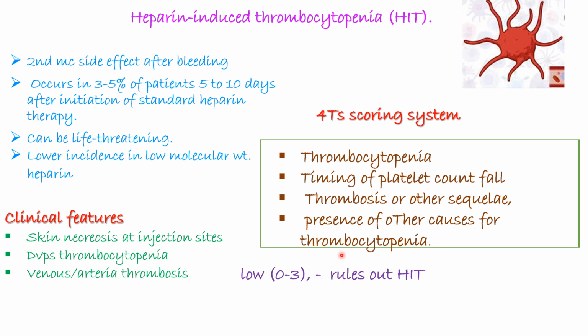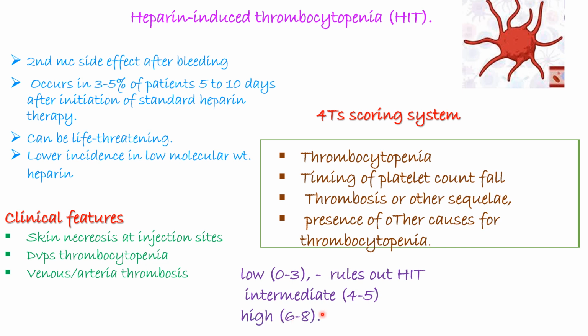So you give each of them from 0 to 2, then you add the values. So if it's 0 to 3, then it means it has low suspicion or probability of us having heparin-induced thrombocytopenia, and with that it rules out heparin-induced thrombocytopenia. But when you have intermediate, that is 4 to 5, so you have scored each of the four components, and you have gotten 4 to 5, then that means intermediate.